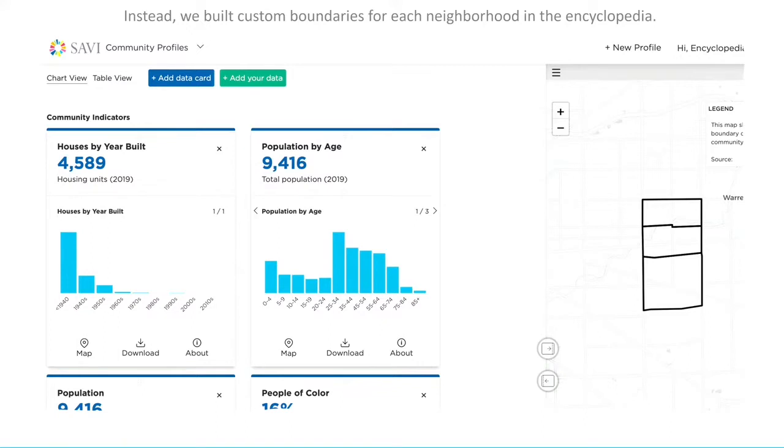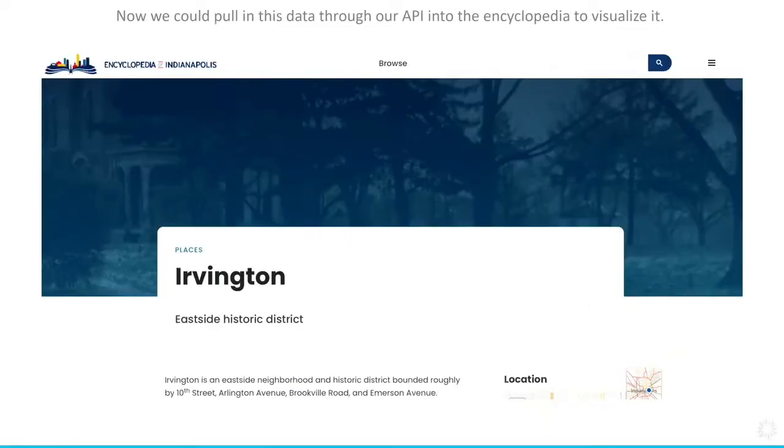Every time you create a new boundary for a neighborhood in the encyclopedia, you can, if you need to, pick the same census tracts or the same block groups. And so at the end of the day, what this means is we used the data behind the data visualizations in our community data tool and redesigned them, using the same API and information, but with a different look and feel in our encyclopedia. And I think the next slide will scroll down.